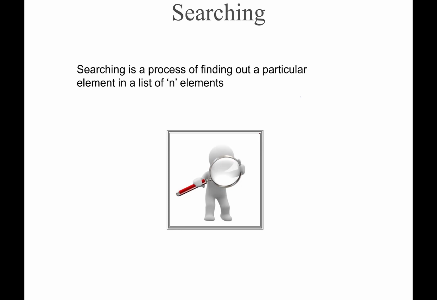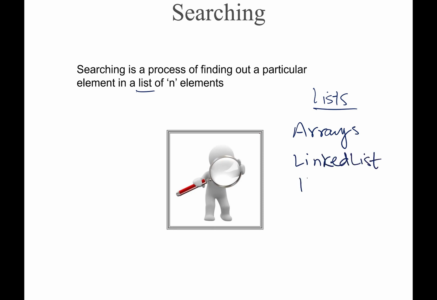So let's talk about searching. Searching is a process of finding out a particular element in a list of n elements. So this list, we know we have learned about different lists, right? One such list is arrays or linked lists, or it can be a hash table, or a tree or graph, right? So we have learned about these data structures.